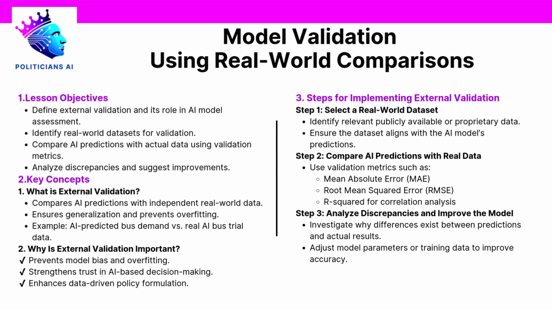Having established what external validation is and why it is important, let us now explore the steps for implementing external validation. The process can be broken down into three key steps. The first step is to select a real-world dataset. This step involves identifying relevant data that aligns with the AI model's predictions.